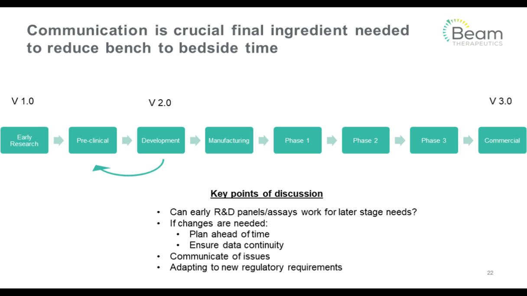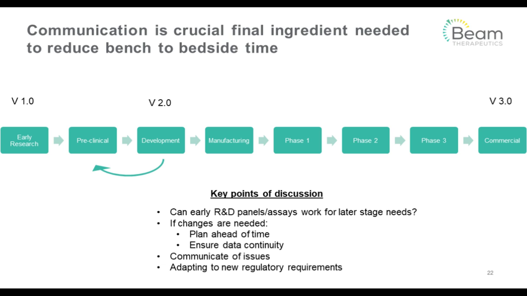during these conversations is asking yourself, can your early R&D panels or assays work for your later stage needs? So that would require communication from early research groups to some of your later stage analytical teams, and having a discussion about how you can design those panels very thoughtfully to not have to retool and retune at every stage of the process. If changes are needed, try to come up with a plan ahead of time. Really be proactive about being able to make changes to those processes and know how you're going to make those changes.